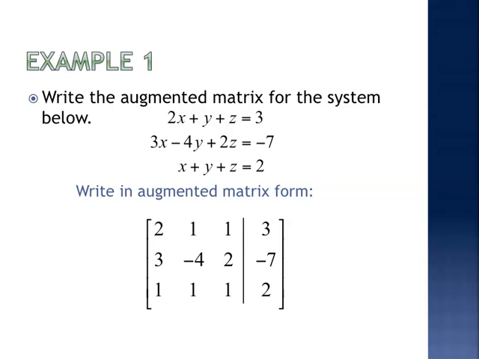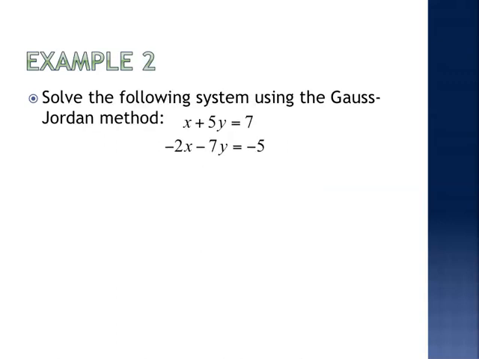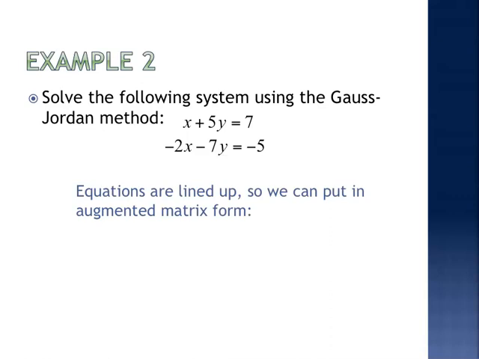Let's do an example where we actually use this augmented matrix form in order to solve the system. We'll start off easier with just 2 equations and 2 variables. So we have x plus 5y equals 7, -2x minus 7y equals -5. Now the equations are already lined up, so we can go ahead and put this into augmented matrix form. So that would be 1, 5, -2, -7, with 7 and -5 on the right.